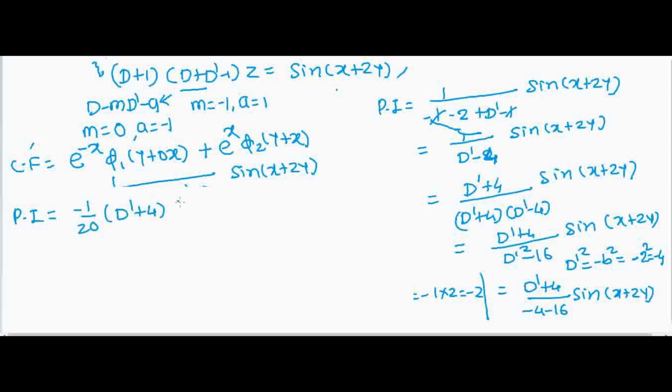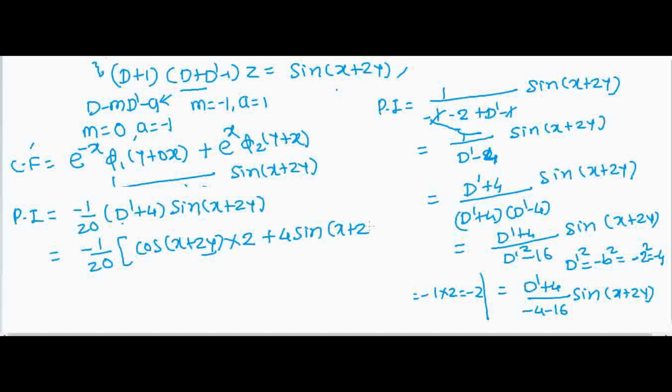Particular integral is equal to minus 1 divided by 20 into D dash plus 4 operating on sine of x plus 2y. D dash means derivative with respect to y: minus 1 divided by 20 into the derivative of sine, that is cos of x plus 2y into the derivative with respect to y, that is 2, plus 4 into sine of x plus 2y. Taking 2 common, we have minus 1 divided by 10 into cos of x plus 2y plus 2 into sine of x plus 2y.